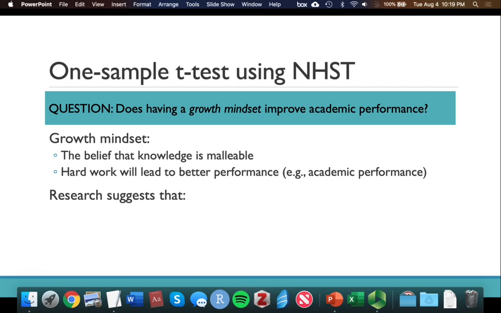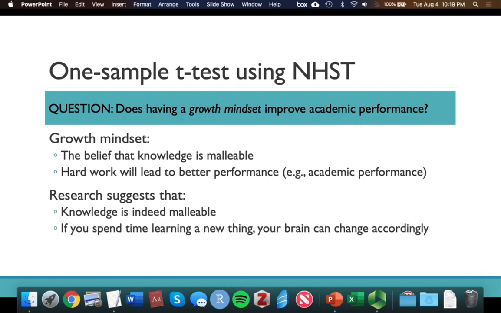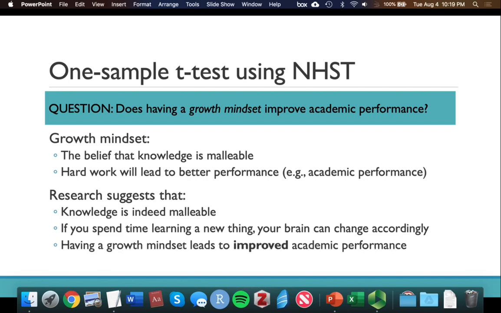Previous research has suggested that knowledge is indeed malleable, and that with sufficient time spent learning a new skill, your brain can make the changes necessary to master it. And furthermore, research has suggested that having a growth mindset leads to improved academic performance. In other words, believing that it is possible for you to change and to improve makes it more likely that you will improve.